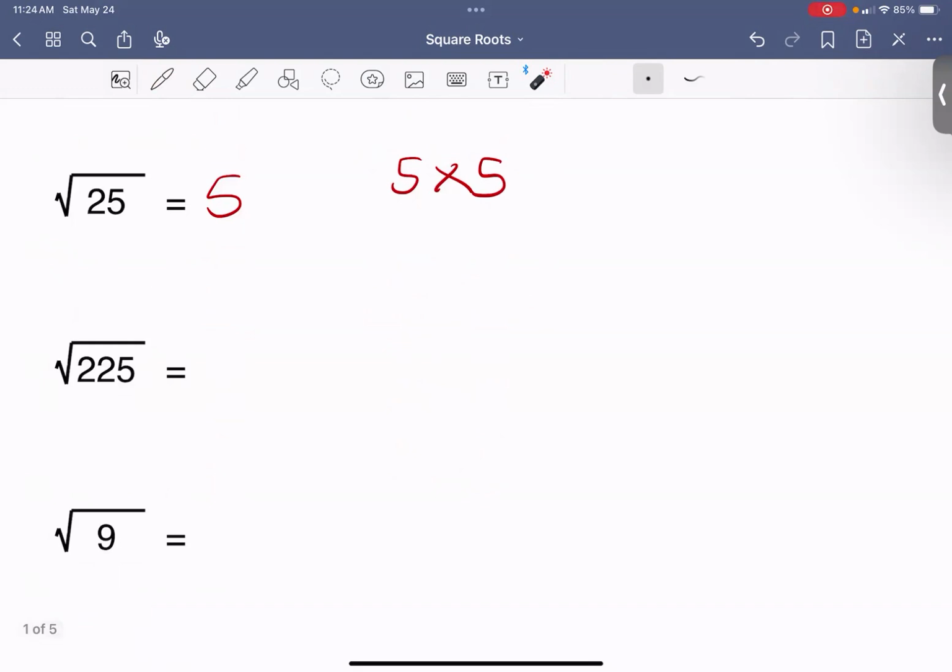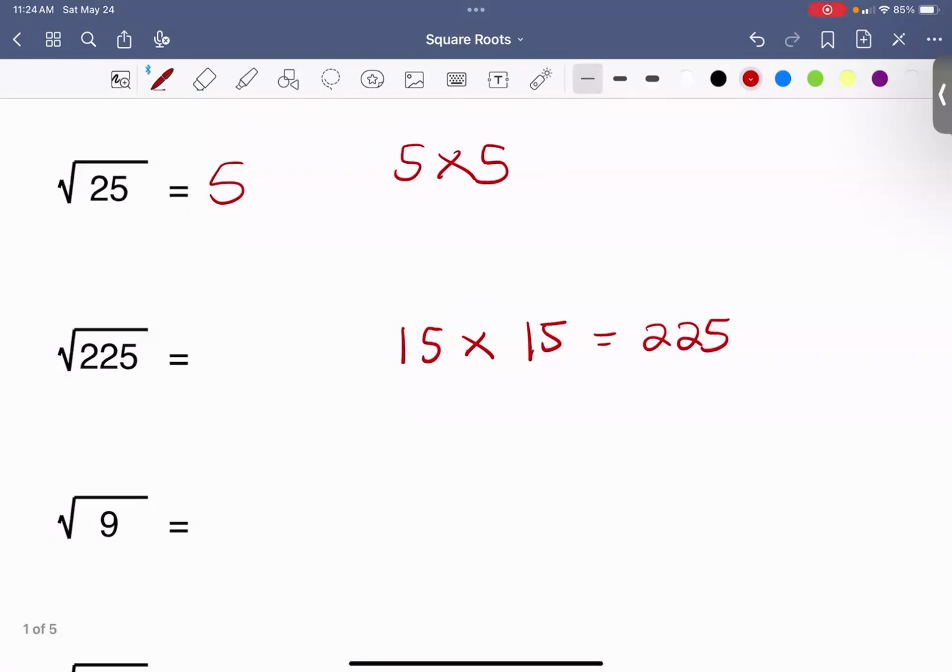The square root of 225, well, 15 times 15 is equal to 225. So the square root of 225 is 15. And 225 is a perfect square.